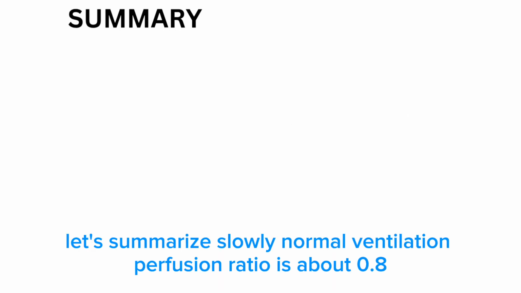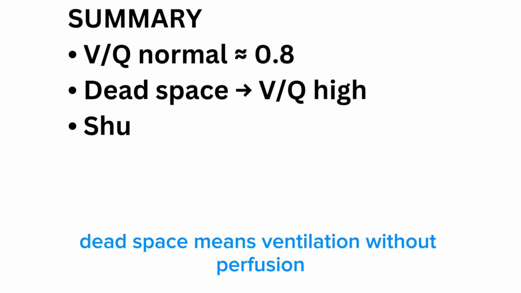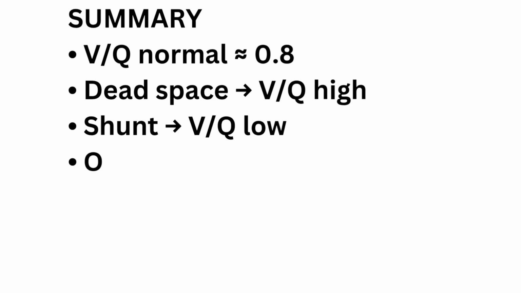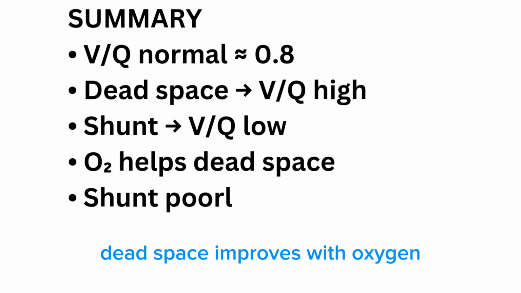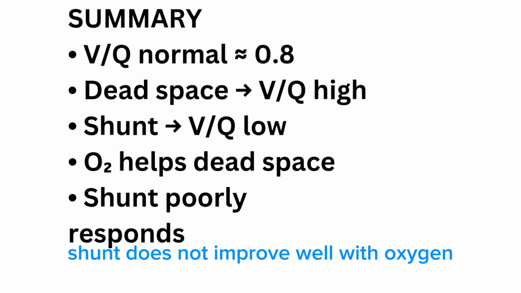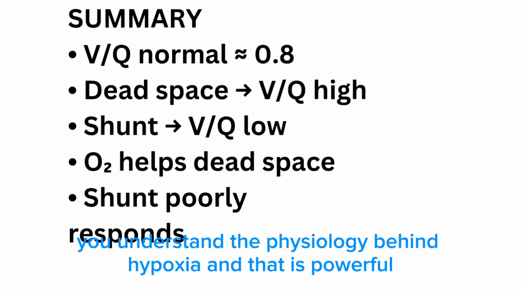Let's summarize slowly. Normal ventilation-perfusion ratio is about 0.8. Dead space means ventilation without perfusion. Shunt means perfusion without ventilation. Dead space improves with oxygen. Shunt does not improve well with oxygen. If you truly understand this balance, you understand the physiology behind hypoxemia, and that is powerful.